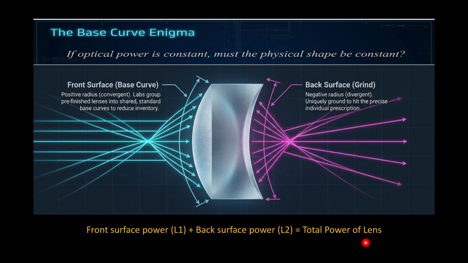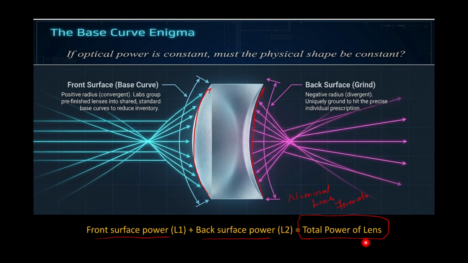To understand that, we have to understand that every lens has a front curve or the front curvature and the back curve also. Any lens, whatever power we are suggesting, the total power of the lens is given by the addition of the front surface power and the back surface power, and this is known as the nominal lens formula.